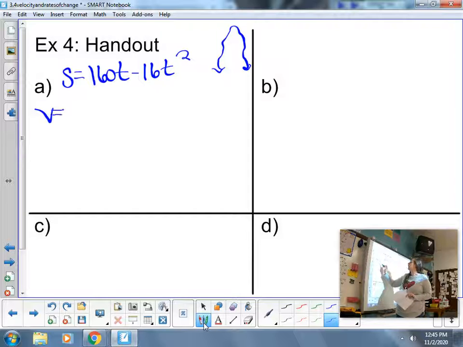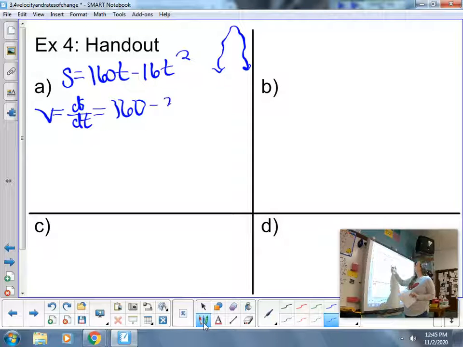So if we calculate the velocity, that's going to be ds/dt, which is 160 minus 32t. I want to set that equal to 0, because where the velocity is equal to 0 is where the rock is going to stop moving. I will then have to plug it back into the original to actually figure out the height.